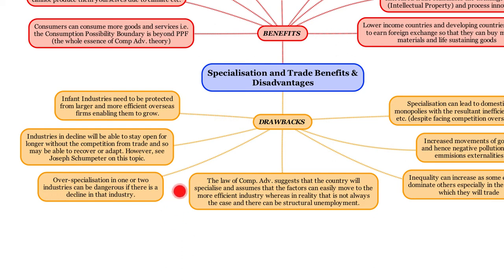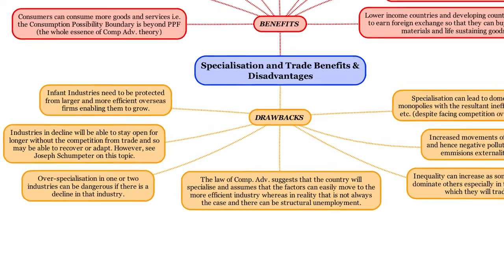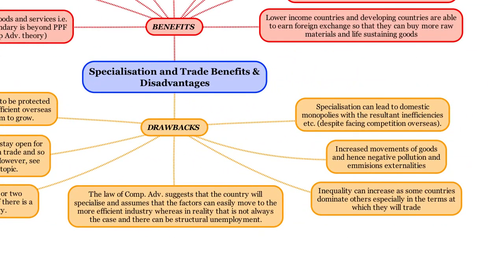Second thing I think you need to remember, one of the assumptions of comparative advantage here is that the factors can move, so that the industry that has a comparative advantage, you start to specialize in that industry. And the assumption is that labor moves across from the other industry, and you're going to get jobs in the industry that you're specializing in. But in reality, that doesn't always happen, and you can get structural unemployment or regional unemployment occurring as well. So that can be another drawback of trade.